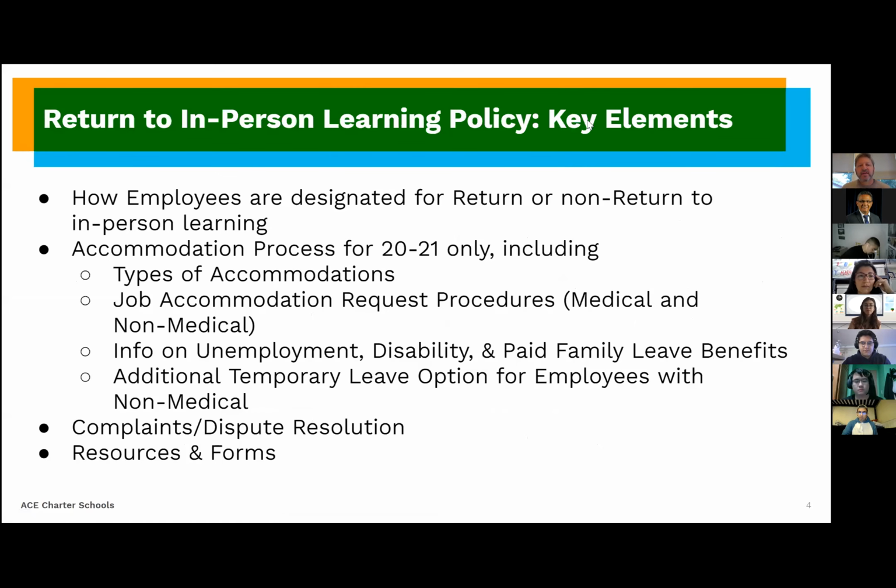So in the policy that you guys have in your hands, there's really four key elements. One is how employees are designated for return or non-return to learning. And then the accommodation process, the types of accommodations, the procedures for requests, the different kinds of leave, including temporary leave options, as well as a complaints and a dispute resolution process. I want to make clear to everyone that this is not going to be the kind of thing where you go in, you have a 20-minute meeting, and everything is resolved in any direction. So this is an iterative process.